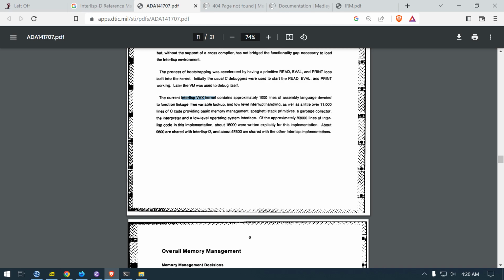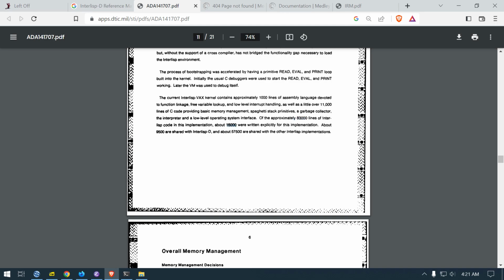And also I want to say in Interlisp, I don't know about here, that the spaghetti stack is not a first-class object, but it's almost a first-class object in the Medley system that we're running right now in the online thing. And it talks about the garbage collector, and so then 83,000 lines are Interlisp code itself.